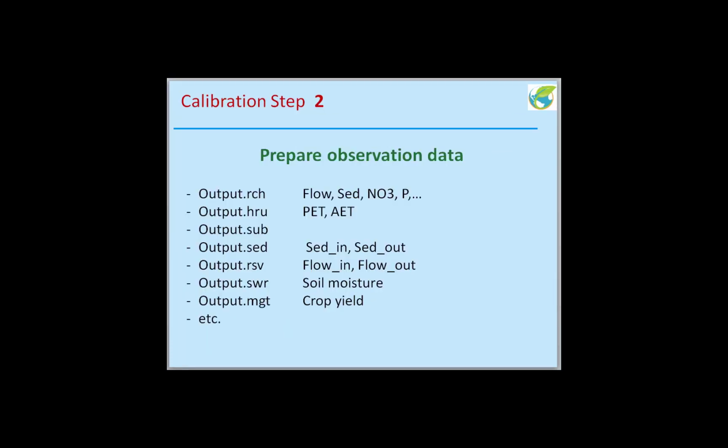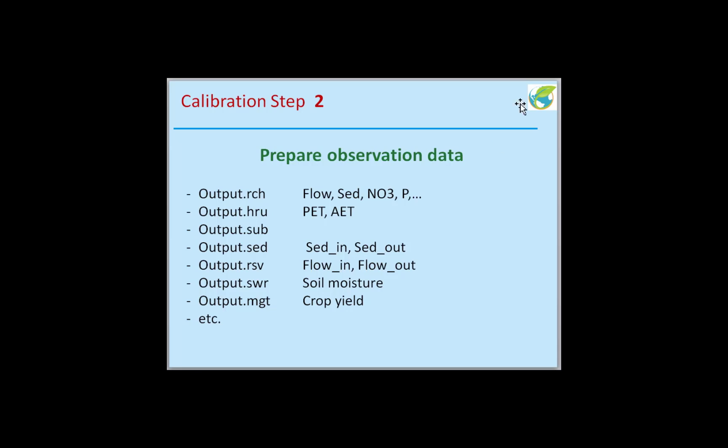So, okay, in calibration step 2, or perhaps I should have called it pre-calibration steps, you need to prepare the observation data. As you know, SWAT outputs a lot of different variables in a lot of different files, and theoretically you could use any variable or variables in these files to calibrate your model.